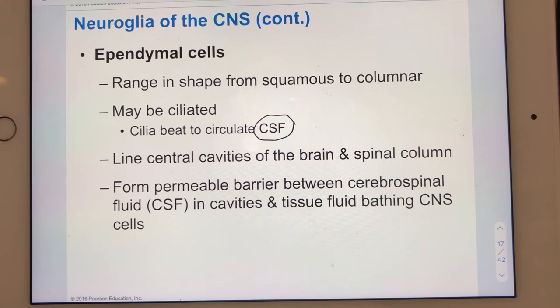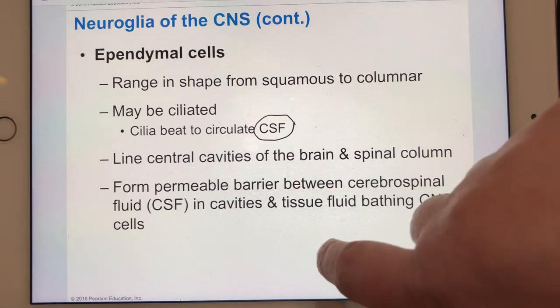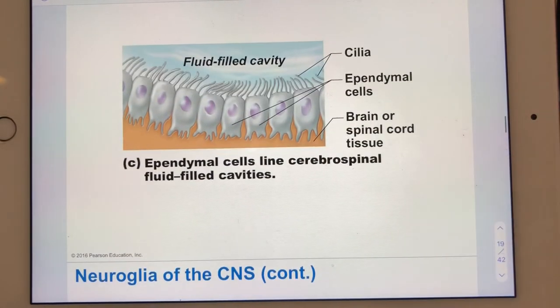Inside the brain are cavities. We'll see that in the next chapter. Those cavities are lined with ependymal cells and therefore filled with cerebrospinal fluid that is moving. If we look at slide 19, we can see some likely ependymal cells, ciliated apically. Okay, not only do they move cerebrospinal fluid, they actually make it as well.